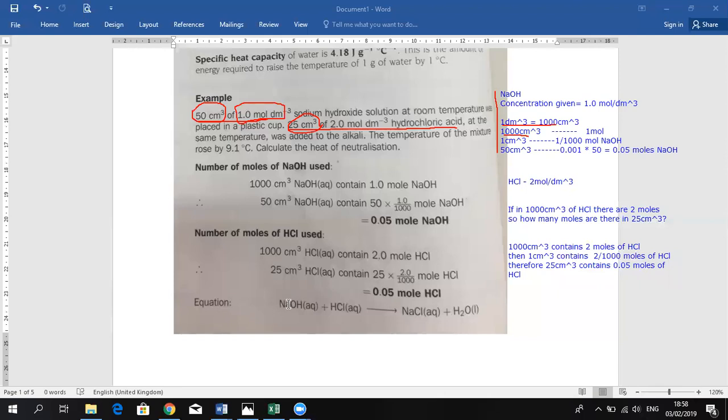So 1 mole of sodium hydroxide reacts with 1 mole of HCl to produce 1 mole of sodium chloride salt and 1 mole of water. So it's a 1 to 1 to 1 to 1 ratio, right? So if I know for a fact that I have 0.05 moles of sodium hydroxide reacting with 0.05 moles of HCl, that meets my 1 to 1 ratio here. So that means, therefore, it's going to produce 0.05 moles of water. Let's see if they have that.